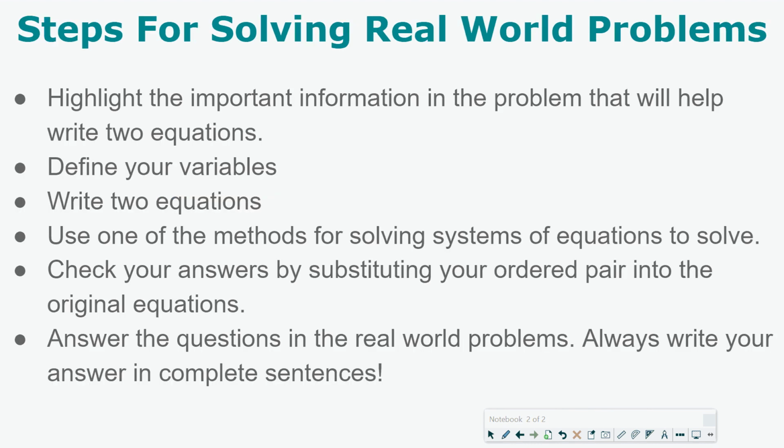All right, steps for solving real world problems. First, highlight the important information in the problem that will help write two equations. Define your variables, decide what x and y are going to equal. Write two separate equations. Use one of the methods for solving systems of equations to solve. Check your answer by substituting your ordered pair into the original equations and answer the questions in the real world problems. Always write your answers in complete sentences.